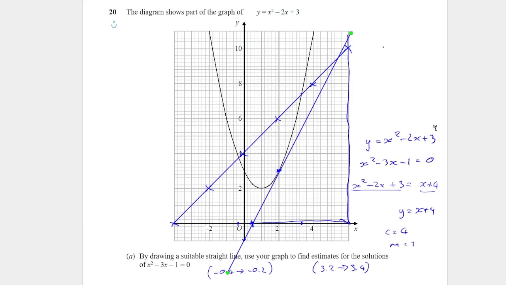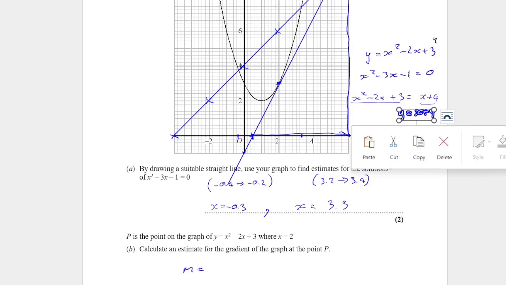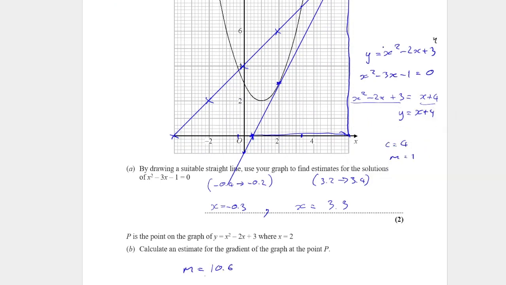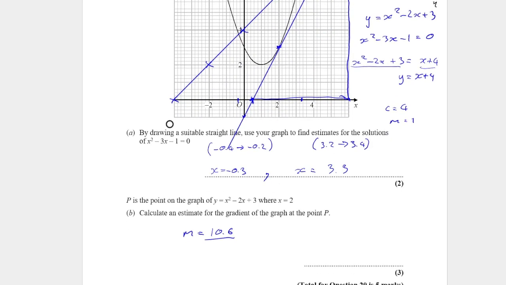So we've gone from 0 all the way up to 10.6. Let me just double check that. We're going in twos, aren't we? Yeah, 10.6, divided by my change in x. So I've gone from 0.4 up to 6, which is 5.6. Let me just double check that. 1, 2, 3, 4, 5.6.